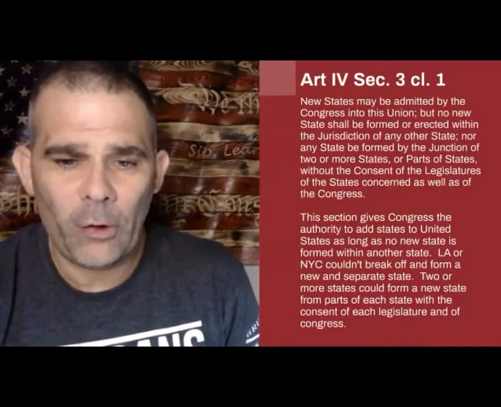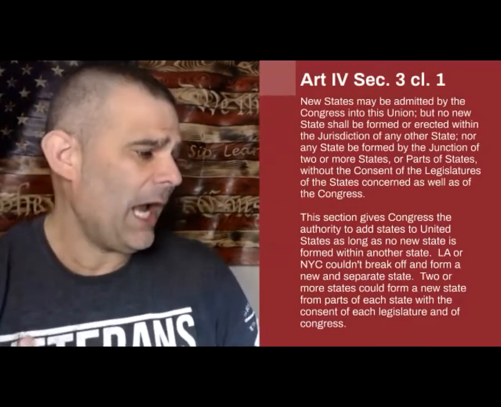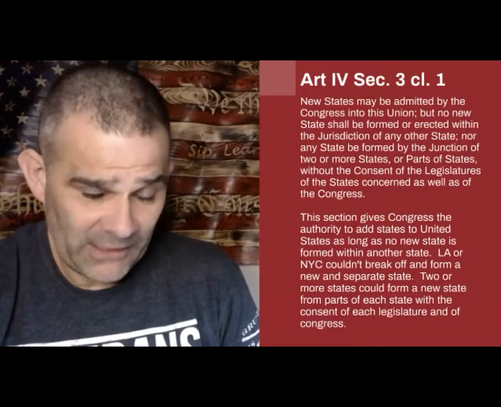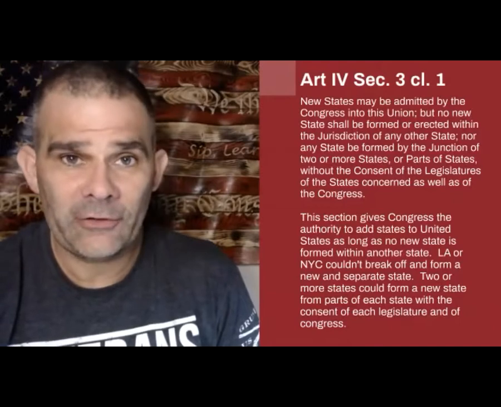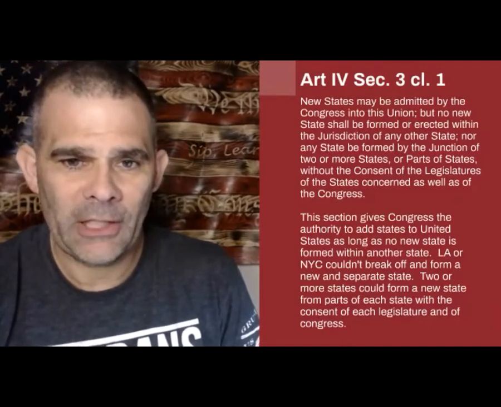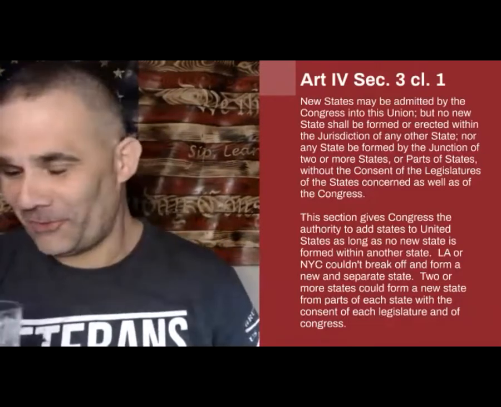Two or more states could form a new state from parts of each state with the consent of each legislature and of Congress. So if Ohio wants to concede 200 miles of land, and Michigan wants to concede 200 miles of land, and they want to create a new state, they can do that, but they need the consent of Michigan's legislature and Ohio's legislature. Then Congress has to look at it and give their blessing. As long as all three of those things happen, they can make a new state. I don't ever see this happening again. Woody Hayes would probably roll over in his grave and come back to life if that happened. He's probably alive right now just because we're talking about it.